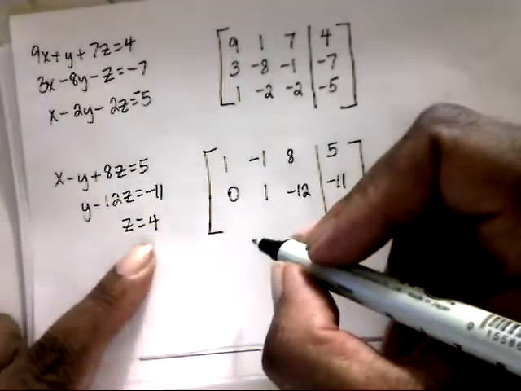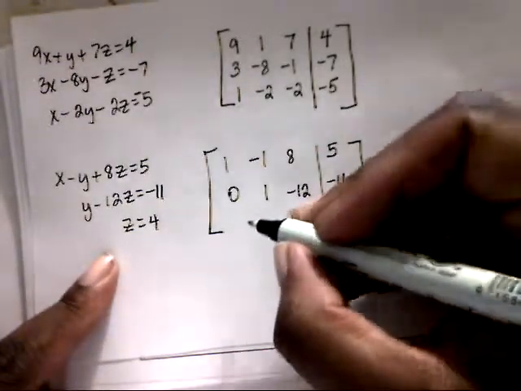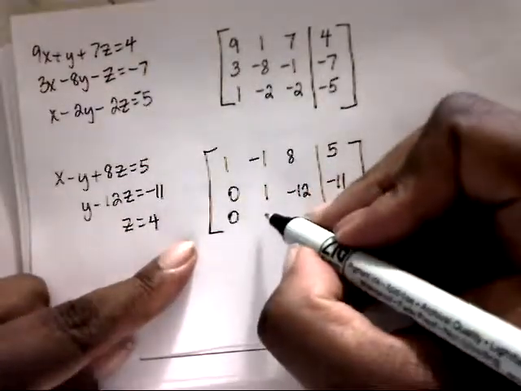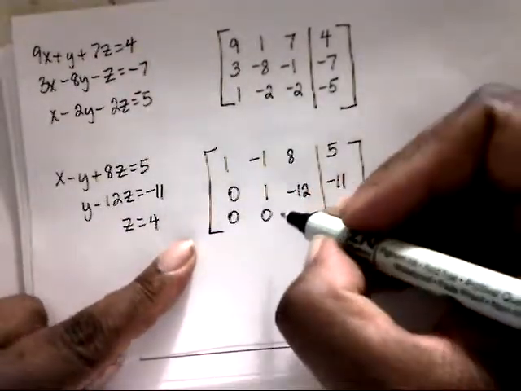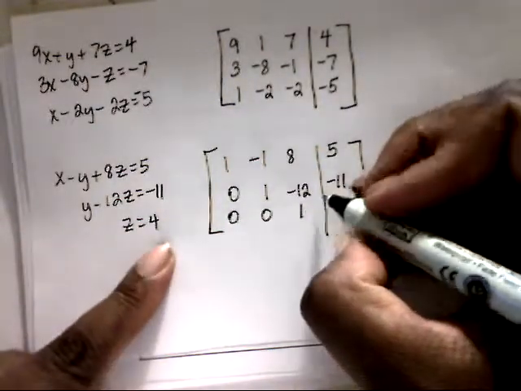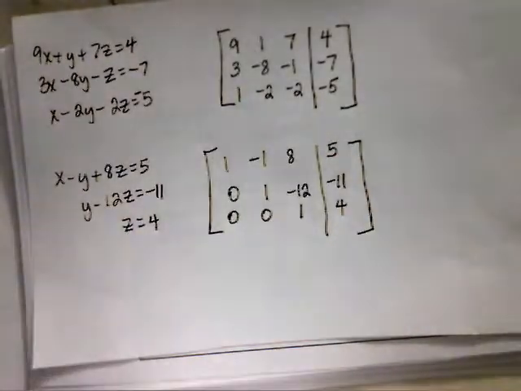Now the final equation, z is equal to 4. There is no x and there is no y term in this equation. So a 0 goes here for the x coefficient. Another 0 goes there for the y coefficient. But for z, the coefficient there is 1. And the constant is 4. Okay? So that is my augmented matrix for this system of equations.